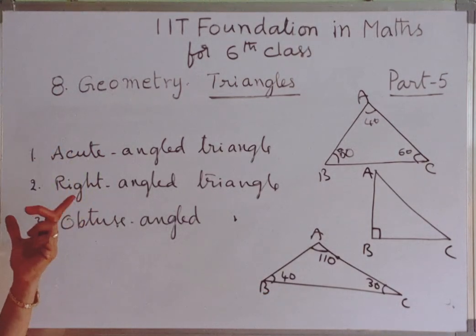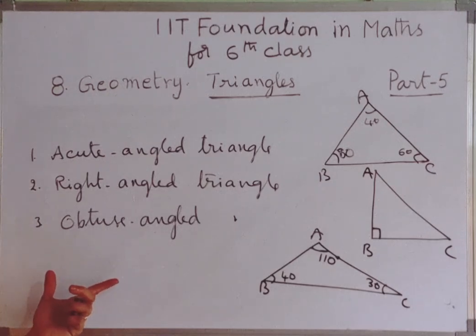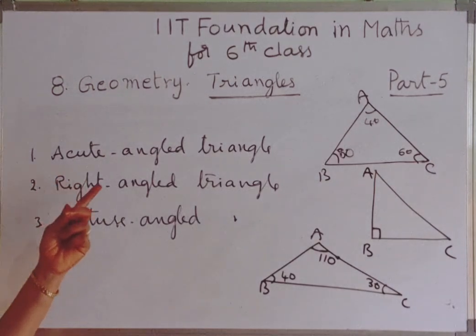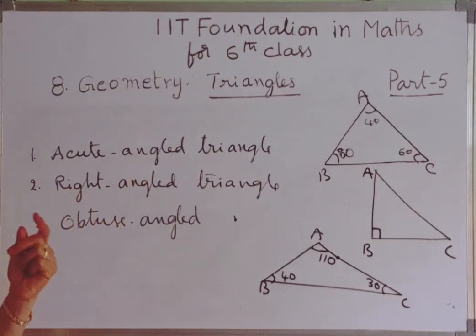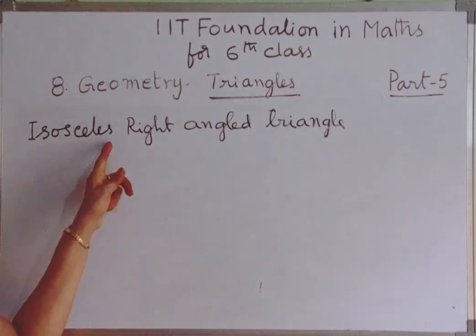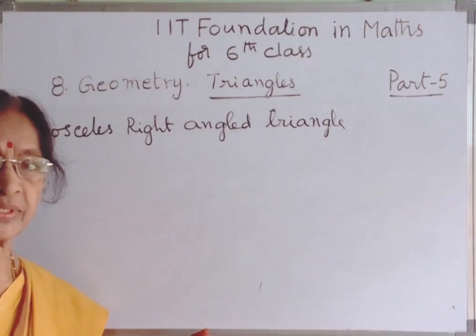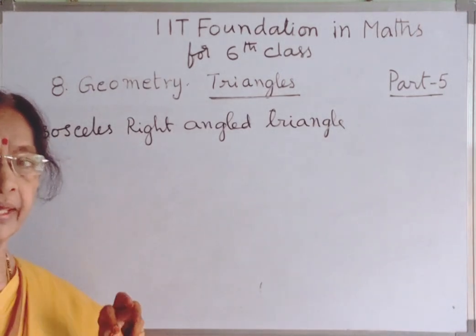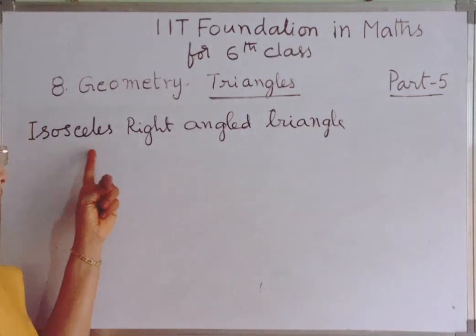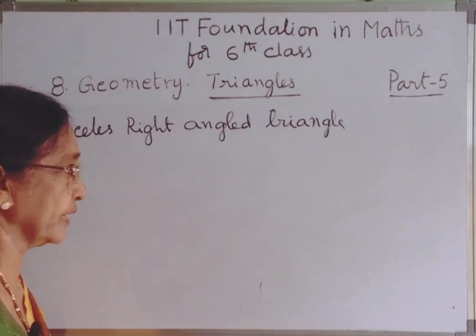Therefore, depending upon the angles of a triangle, triangles are classified as acute angled triangle, right angled triangle and obtuse angled triangle. Next, isosceles right angled triangle. If in a triangle two sides are equal and one angle is a right angle, then the triangle is called an isosceles right angled triangle.